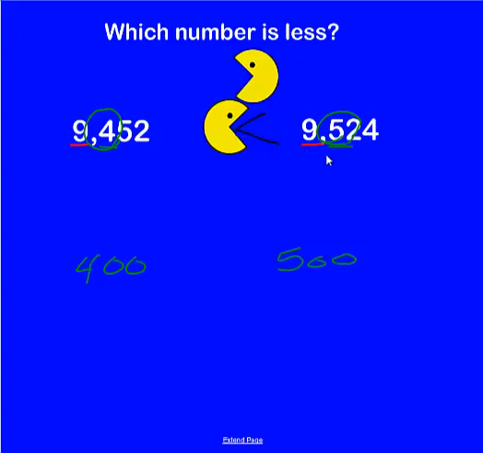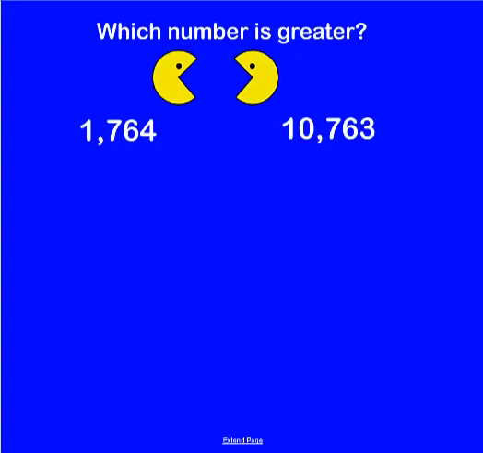So if we read it backwards, 9,524, this symbol means this end is larger than this number, then it would be correct. So the smaller tiny point of the mouth points towards the smaller number, and the large open mouth is getting ready to eat the larger number. So that's why it has to face that direction. Okay, let's look at the next slide.